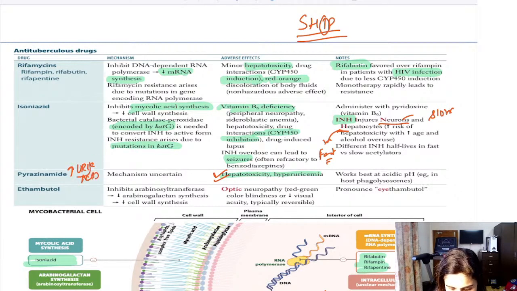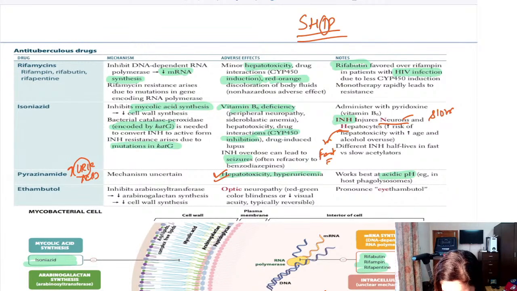So pyrazinamide increases uric acid. So this is one drug associated with uric acid. And another important thing, this works well, it needs acidic pH for its working.